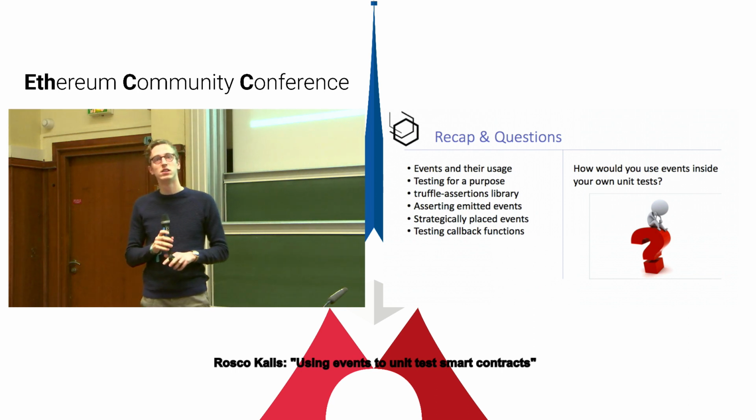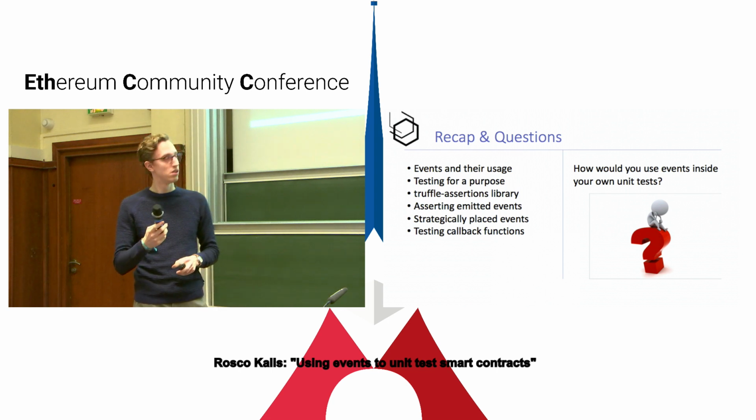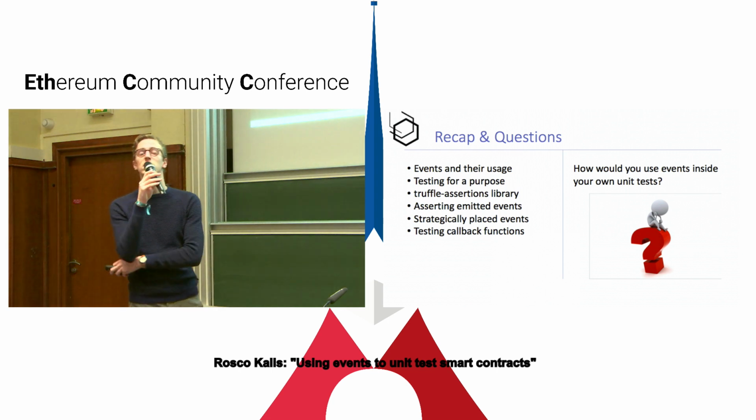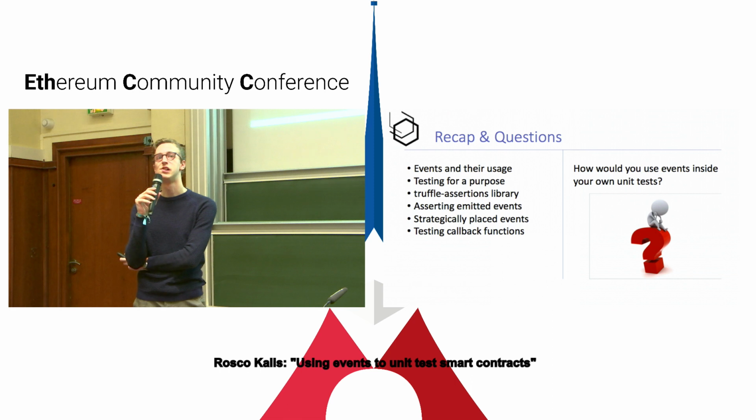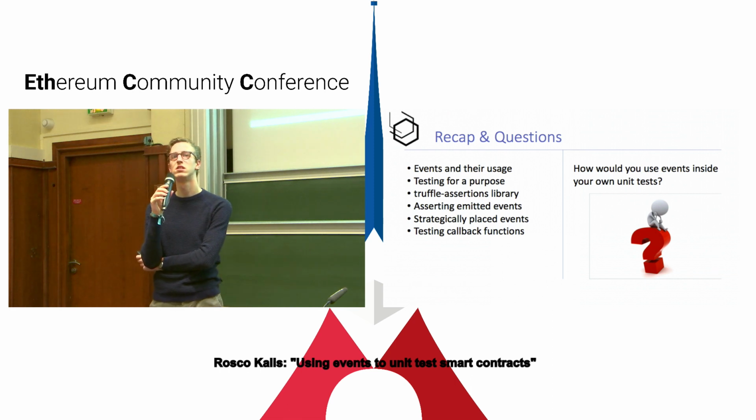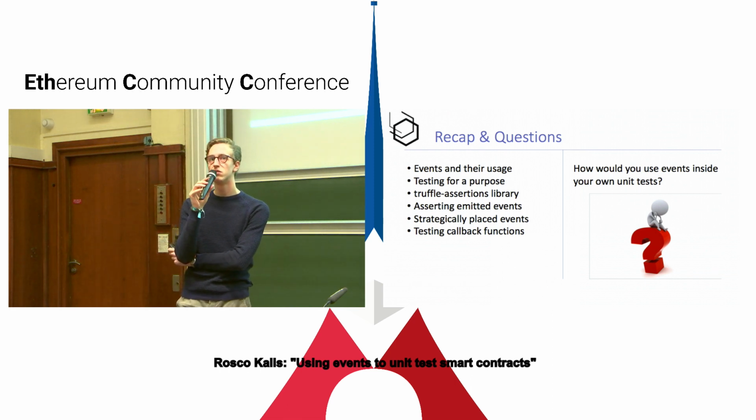You told about testing preconditions on your smart contract with events, but it will cost extra gas, right, to emit more events? Is that a drawback or a problem?